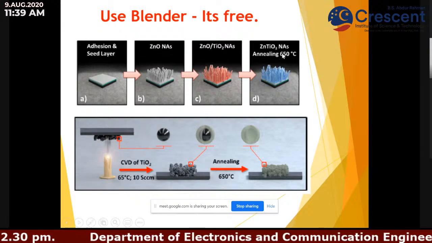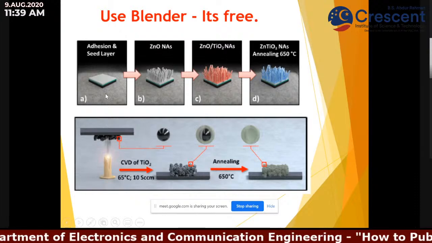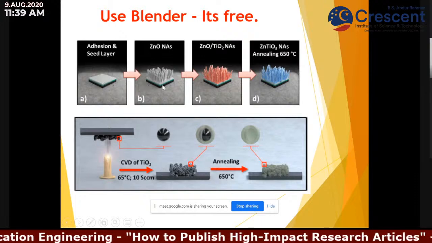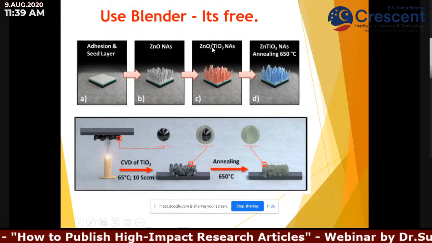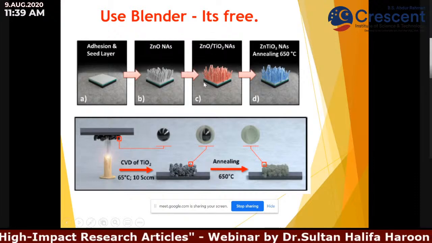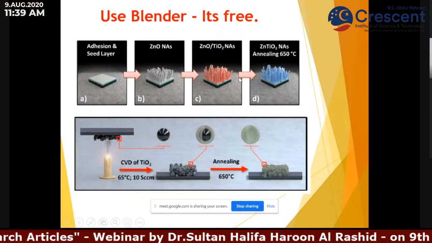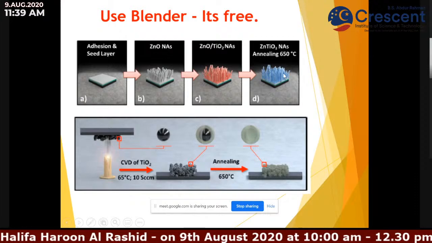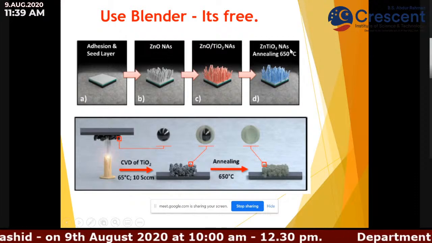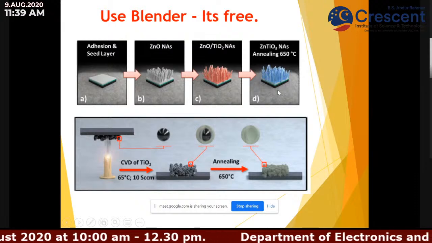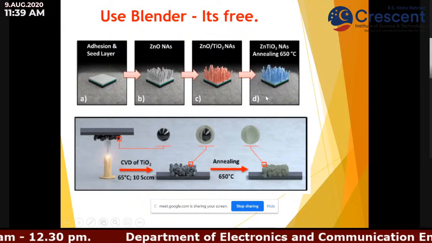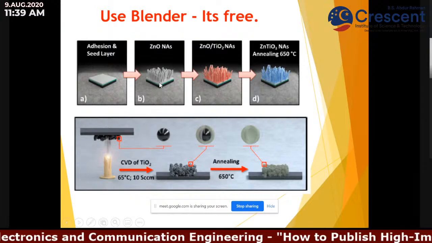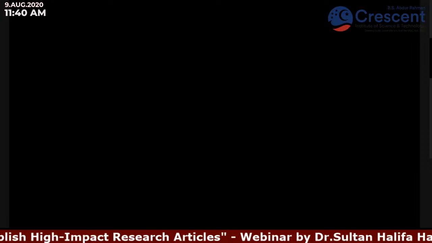This is one of my research. Look, I have explained how I synthesize my materials. First, I had a seed layer and a Hertzian layer. Then I grew zinc oxide nanoarrays. Then I coated the zinc oxide nanoarrays with titanium. Then I annealed the zinc oxide titanium core shell to 650 degrees centigrade for an hour, which became zinc titanate, ZnTiO3. Just by this figure, I would be convincing the reviewer that this is my experiment. This is the power of Blender and image.